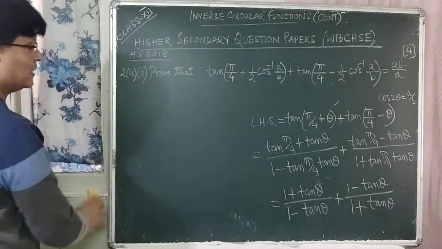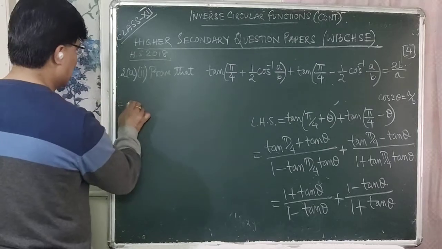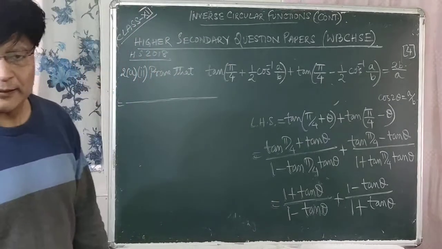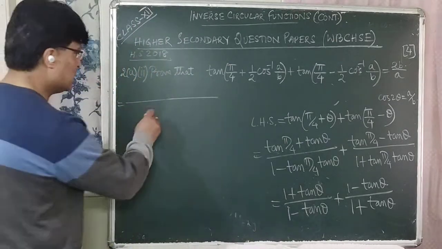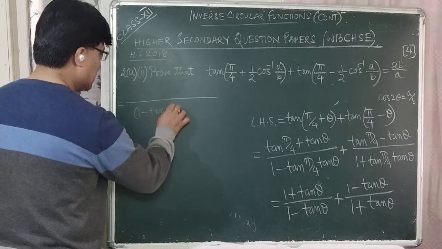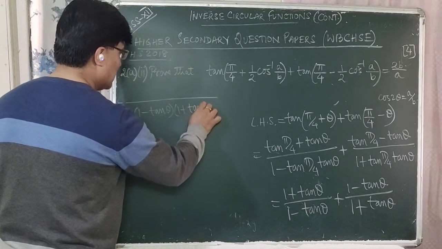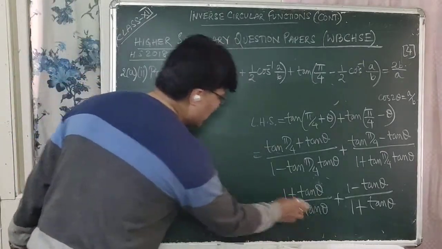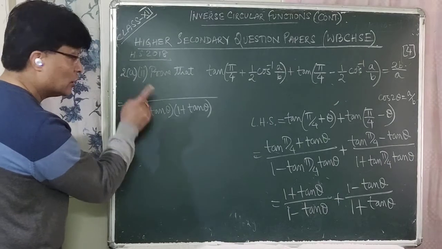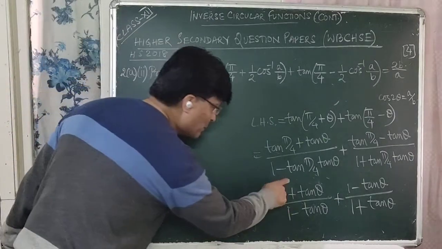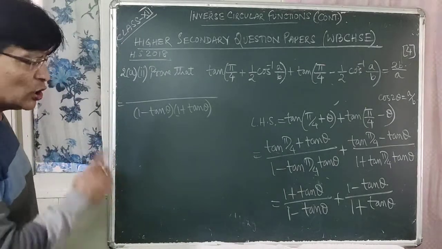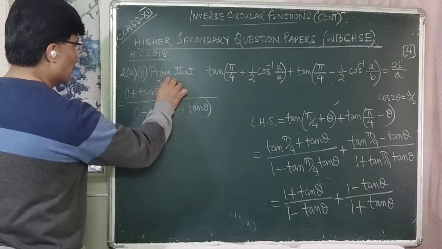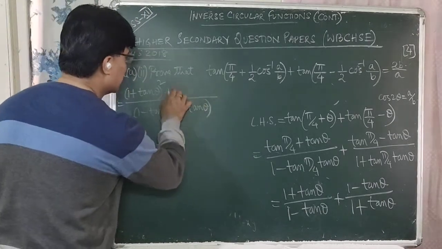Let us simplify it now. You can get the LCM. What is the LCM of 1 minus tan theta and 1 plus tan theta? They themselves are the LCM, that is 1 minus tan theta into 1 plus tan theta. Now this LCM is divided by 1 minus tan theta, so 1 minus tan theta is cancelled. It remains 1 plus tan theta, which should be multiplied by the numerator. These are the same factors, so you can write 1 plus tan theta whole square. Then comes the plus sign.